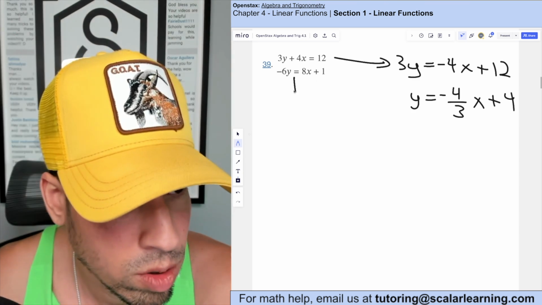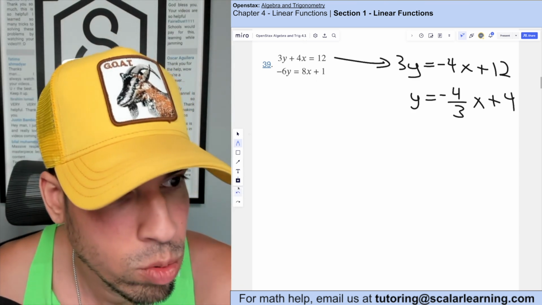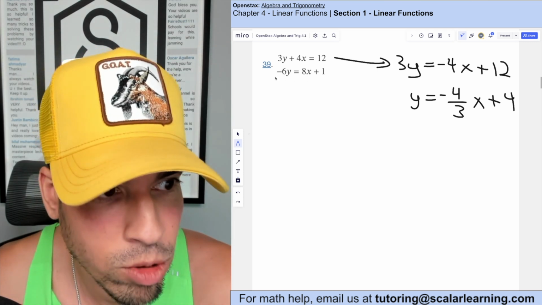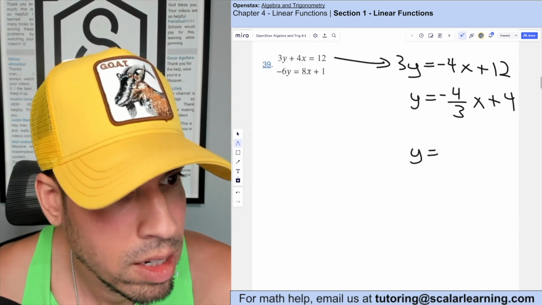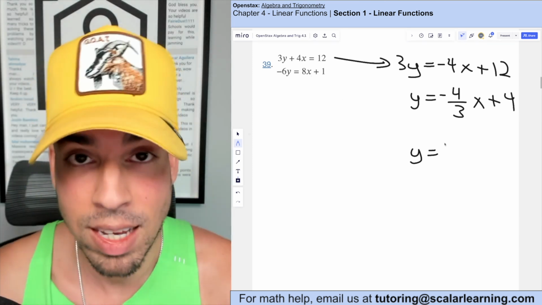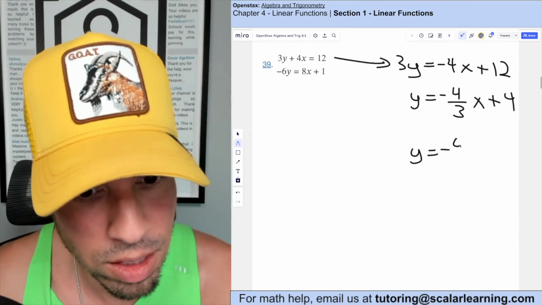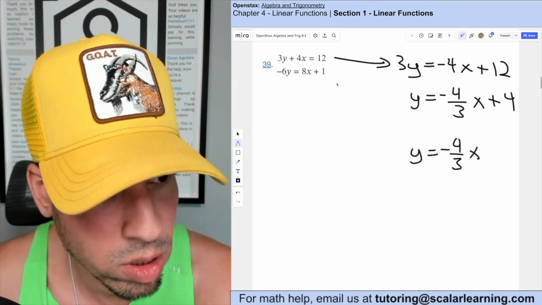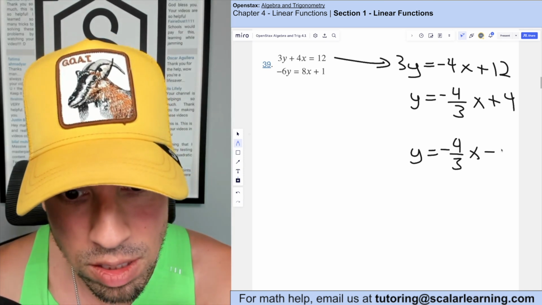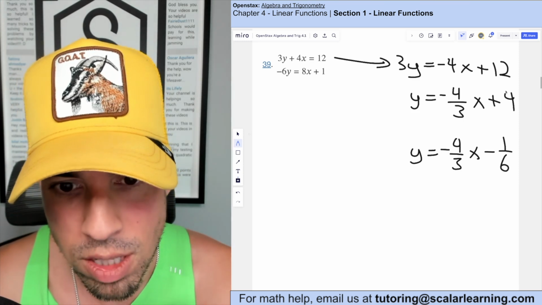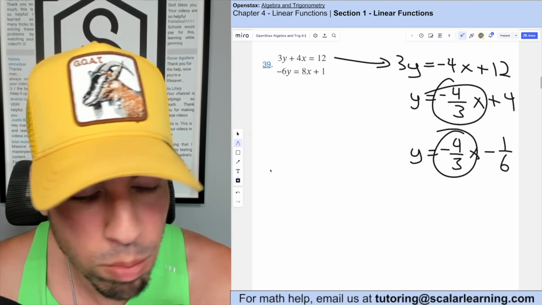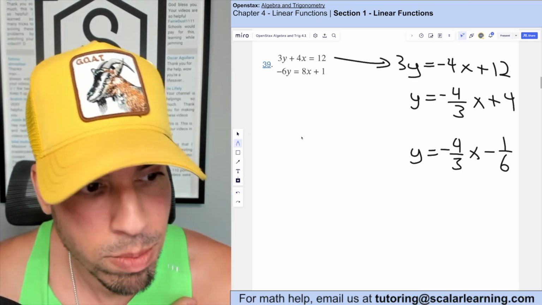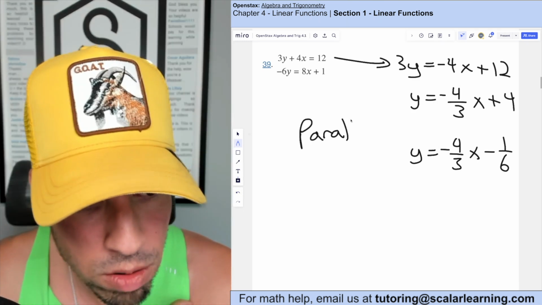For this one, we're going to first do it here. Actually, this one's great because we already got the 8x on the other side. I'm just going to straight divide by -6. So 8 divided by -6 is -8/6, but I can reduce that to -4/3. I'm going to go ahead and do that in one step. Then 1 divided by -6 is -1/6. So check this out. They have a different y-intercept, but they have the same slope. Both have a slope of -4/3, which means these lines are parallel.